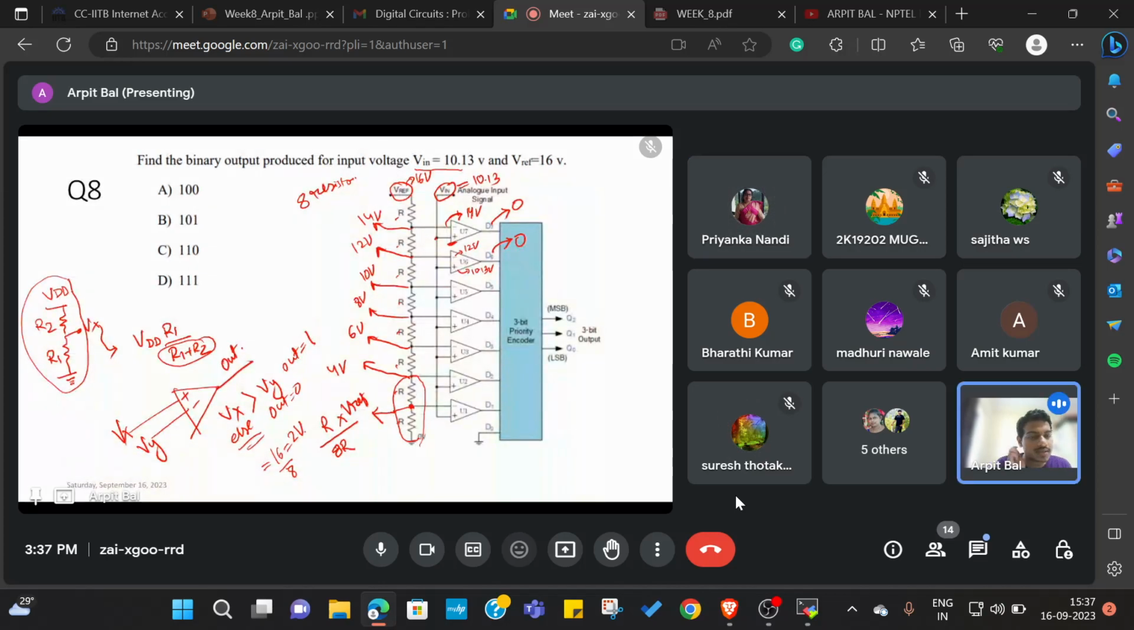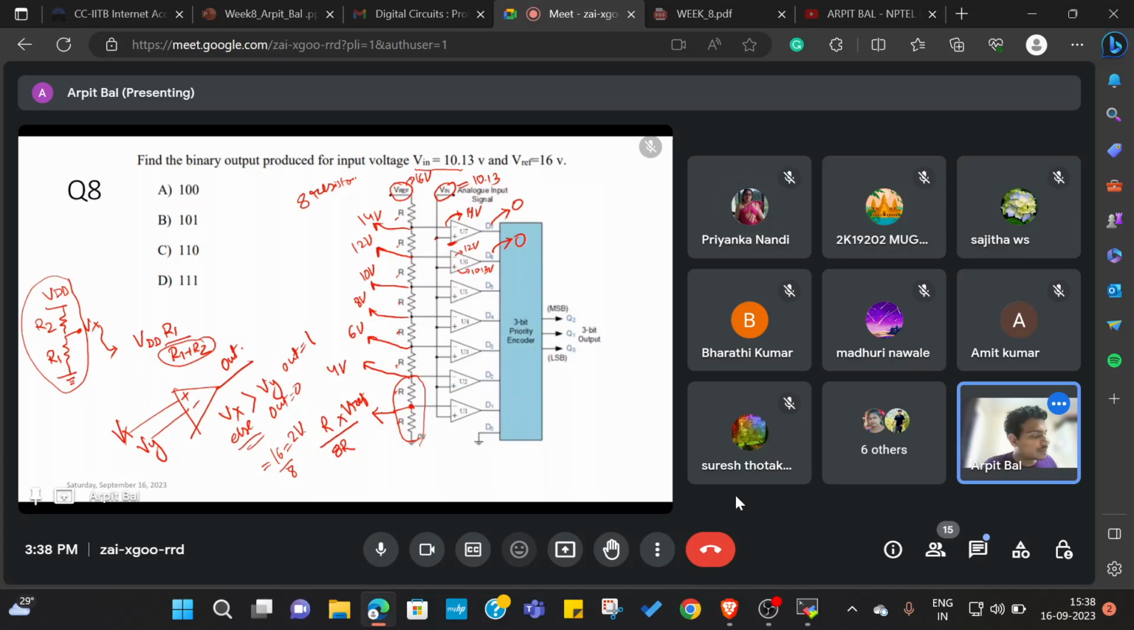Okay, so I'm looking for a generic statement, like Vx, where the V in could have been anything. If I want to make a very generic statement, let's say V in is equal to X, then I am looking at till what point I need to ensure that the comparators are going to be 0. It is basically till the Vref is greater than V in, till that point the comparator output will be 0, right?